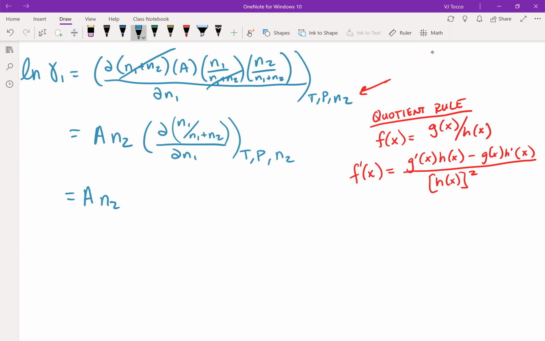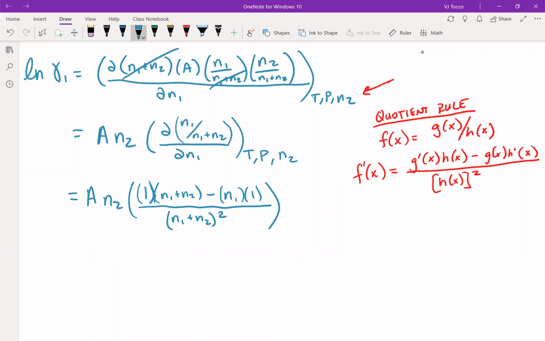Now I've got to take the derivative of the numerator, which is 1, and multiply it by the bottom function, which is n1 plus n2. I keep brackets, keep things organized, and I subtract the top function, which is n1, and multiply that by the derivative of the bottom function, and the coefficient of n1 here is 1. Okay, divide it all by the bottom function squared. So n1 plus n2, squared.